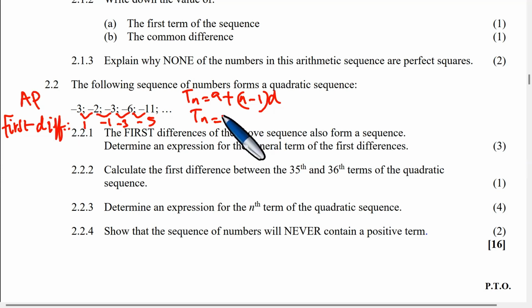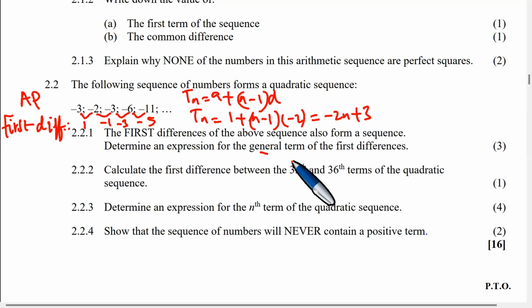So what is A of this? The first term of the first differences is 1. We have n minus 1, and the common difference is minus 2. We have minus 2n plus 2 plus 1, which is exactly 3. So that is what we get. The first differences of the above sequence also form a sequence, and we determined the expression for the general term of the first differences.